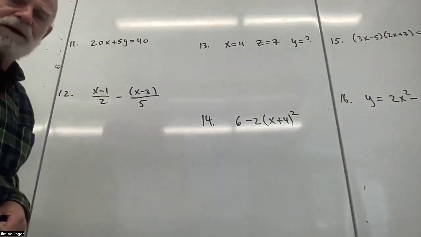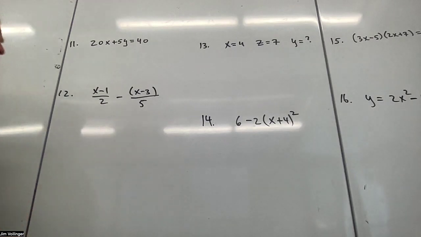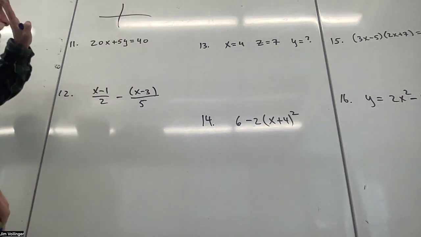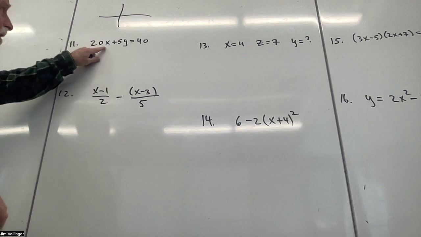Okay, now, standard form. I'm not giving any credit for graphing 2x plus 5y equals 40 if you manipulate it. There's no reason to manipulate it. Just find your x and y intercept. How do you find your x-intercept? Let y be 0. How do you find your y-intercept? It's when x is 0.